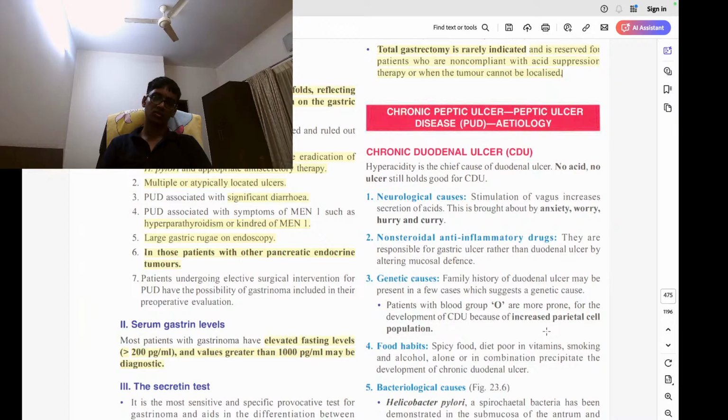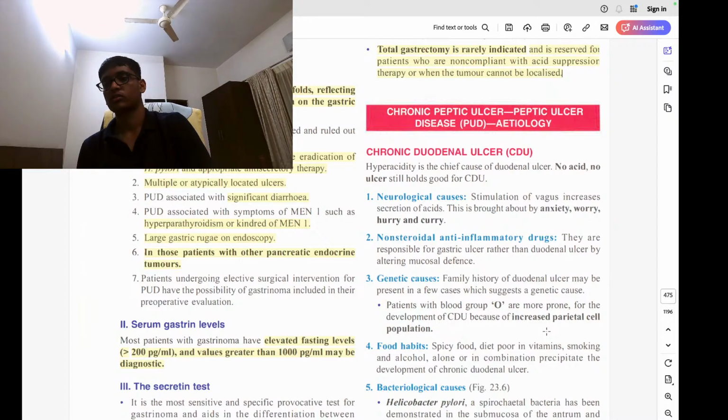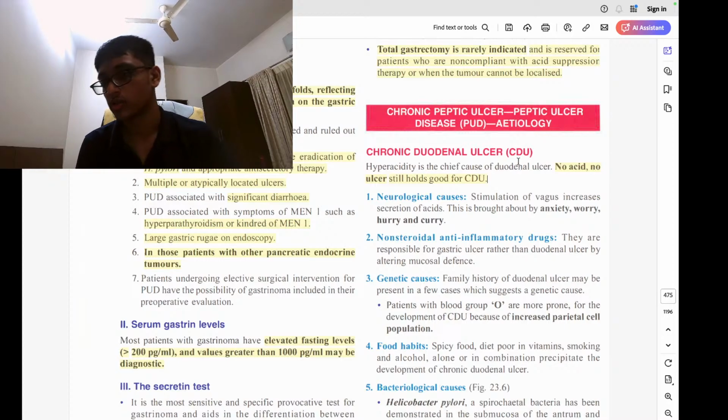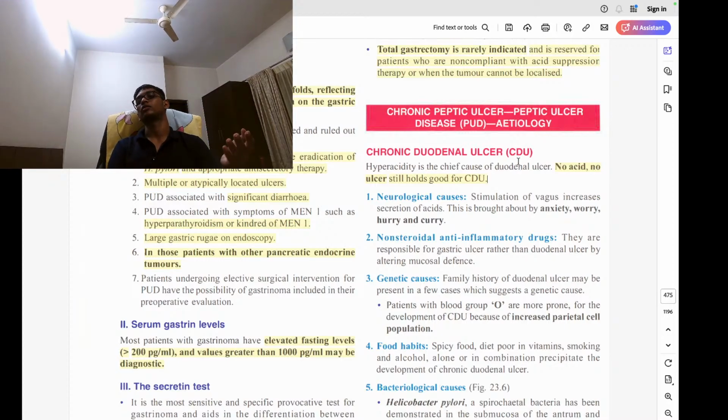Hyperacidity, and then you have chronic peptic ulcer disease. Etiologically, it is caused by hyperacidity. Neurological causes: you have stimulation of the vagus, which increases the secretion of acids. This is brought on by anxiety, worry, hurry, and curry. Very hot stuff if you eat. Those who are worried, they hurry and eat a lot of curry.